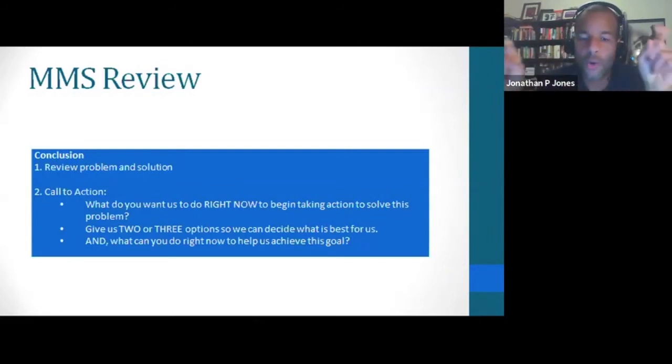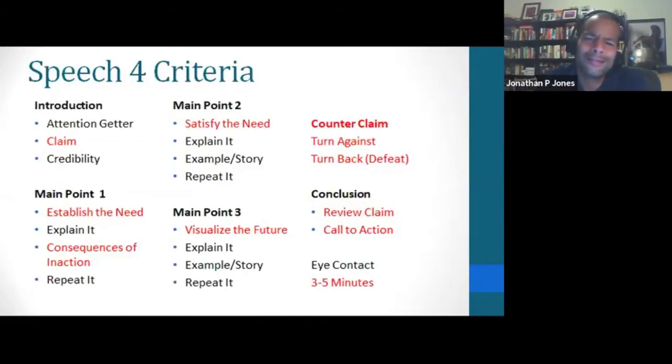What do you want us to do right now to take action? Give us 2 or 3 options to get it done, and also help us to achieve it. All right, and that's the whole speech. That's the whole speech. All right, introduction, main point 1, main point 2, main point 3.